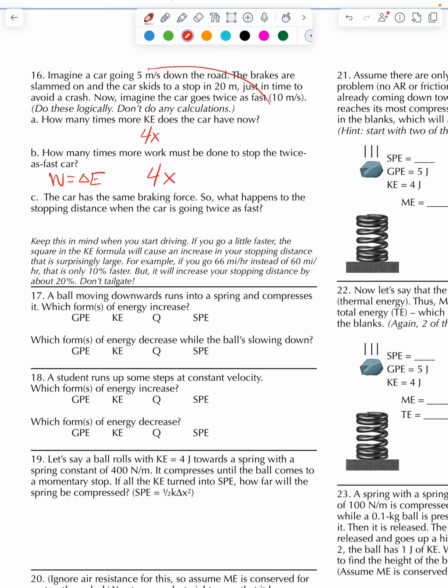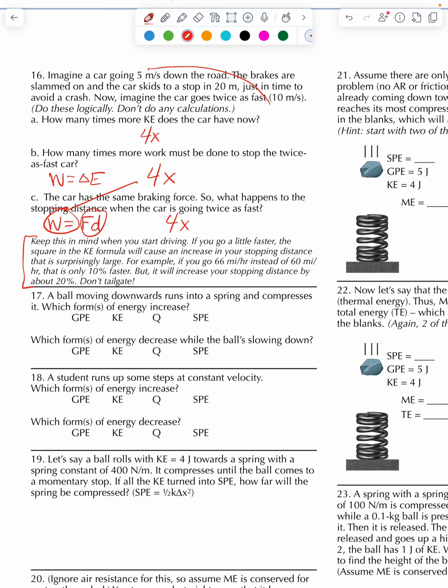So if the car, part C, has the same braking force, F, what will happen to the stopping distance when the car is going twice as fast? So the work, remember, is also the force times the distance. So if our work is 4 times bigger by going twice as fast, our F times D is going to be 4 times bigger. So if the brakes apply the same F, whether we're going 10 meters per second or 20 meters per second or 5 meters per second, then that means D has to be 4 times bigger, 4 times farther.